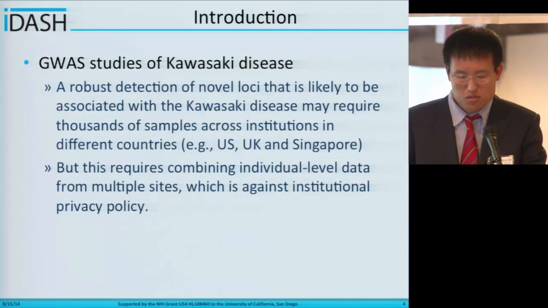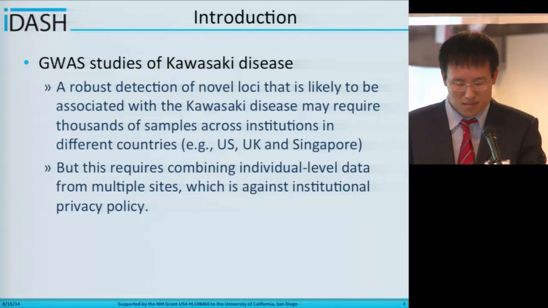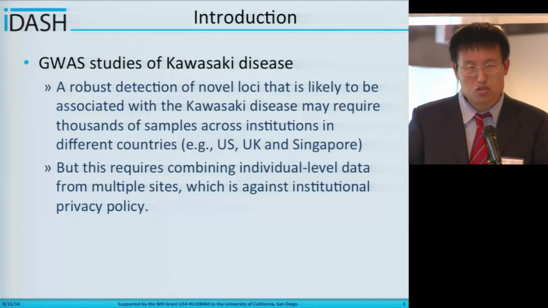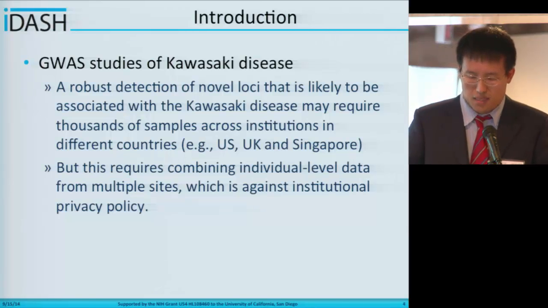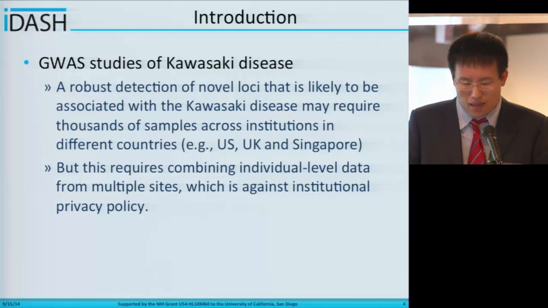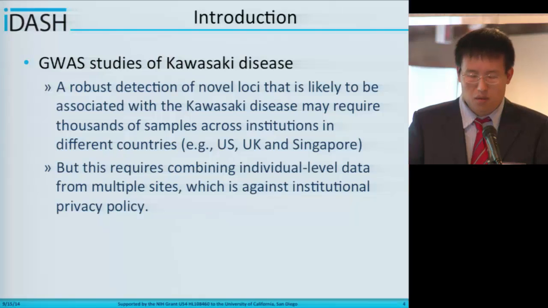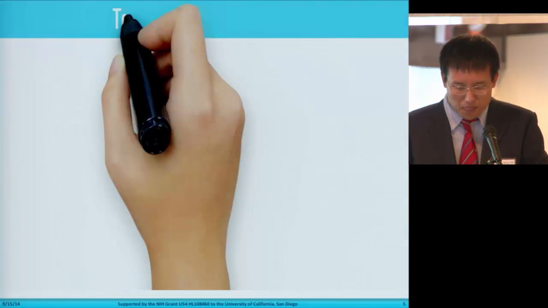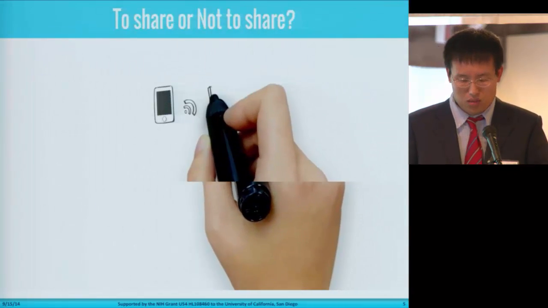For example, in the GWAS study of Kawasaki disease, a robust detection of a novel locus that is highly likely to be associated with the disease may require thousands of samples across institutions in different countries. But this requires gathering individual-level data from multiple sites, which is against institutional privacy policy. So one common question is to share or not to share.